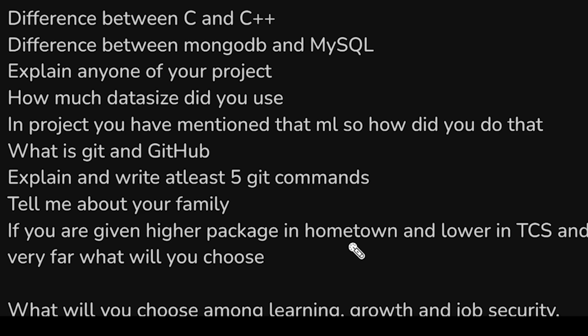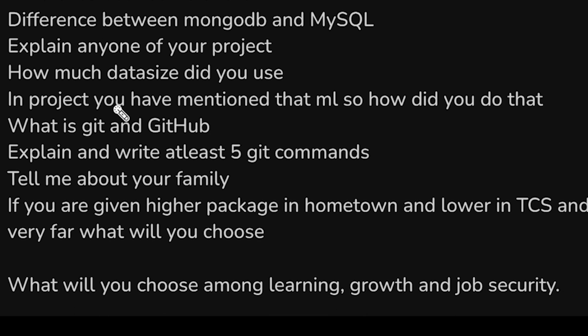Now moving on to the next one, how much data size did you use? You have to mention the approximate data size that you have used and how you have handled it. Along with that, you have to explain that too.